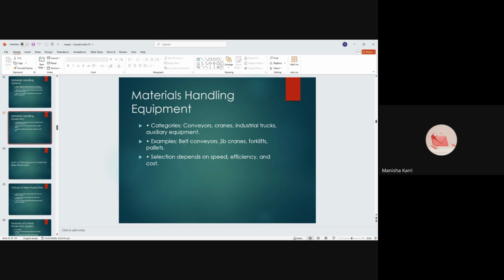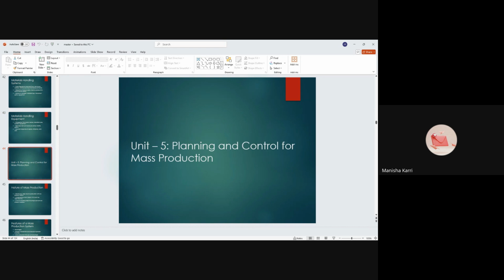Choosing the right type depends on how fast and efficient you need the handling to be and the cost involved. Okay. With this, we have completed our fourth unit. And coming to the fifth unit, which is planning and control for mass production. So what is this planning and control in mass production?